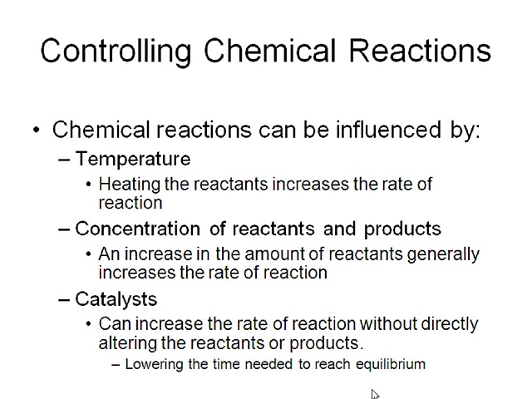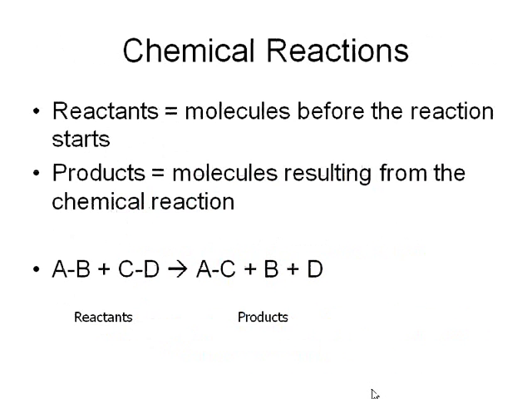And if that's too vague, if you want a specific example, if we go back to this slide, let's say A, B, C, D. The bond between A and B needs to be broken, and the bond between C and D needs to be broken if then A and C are going to bond.